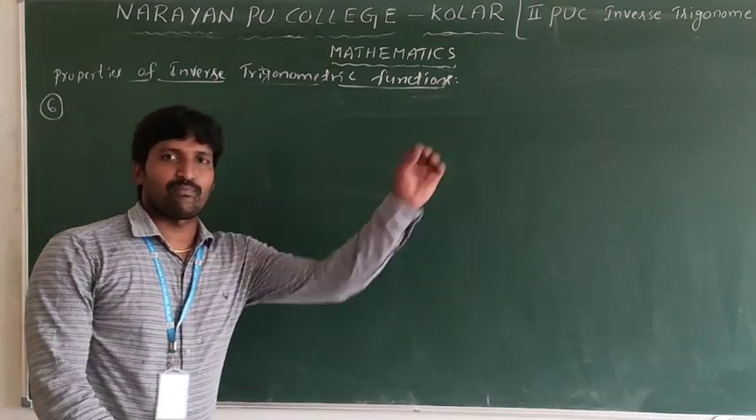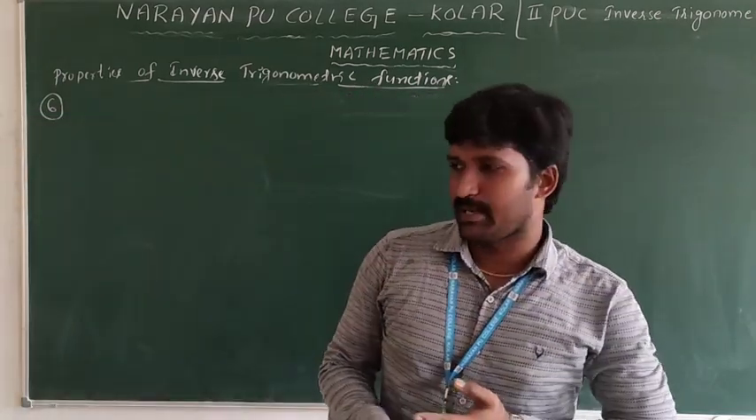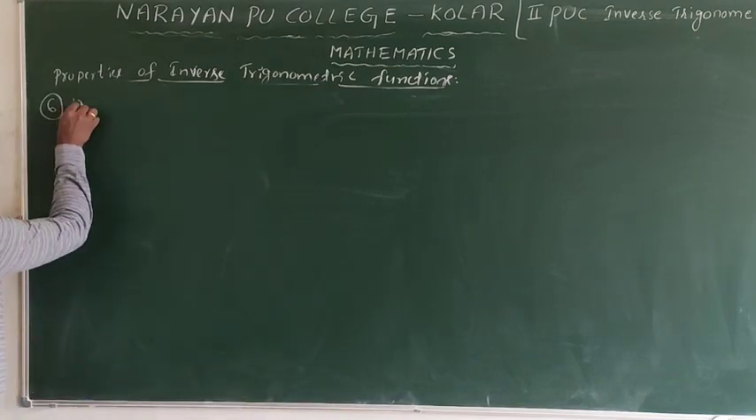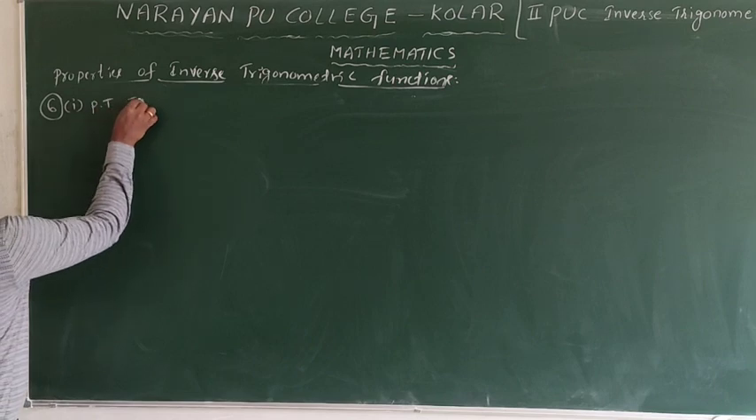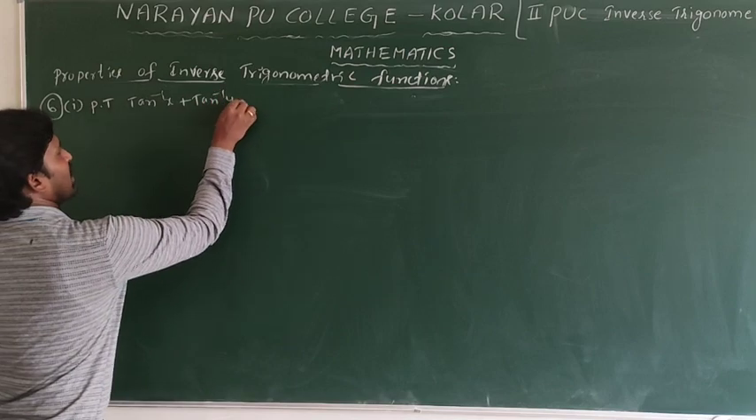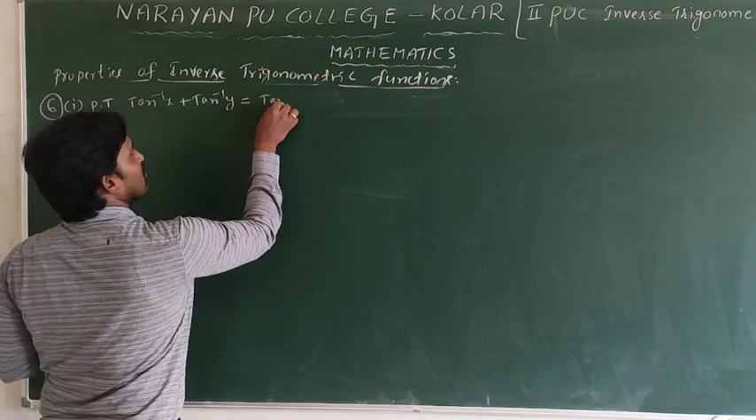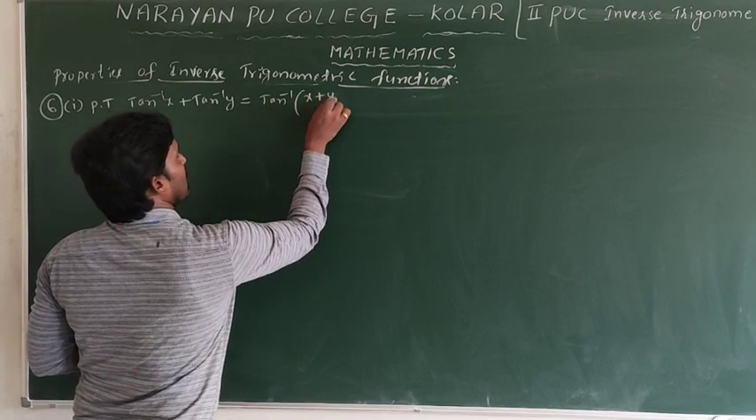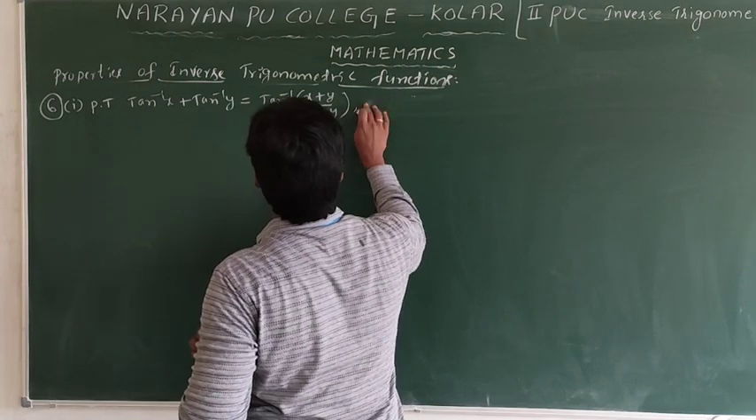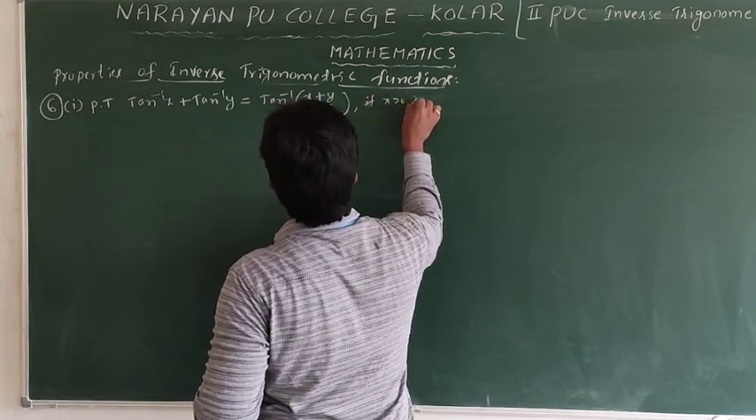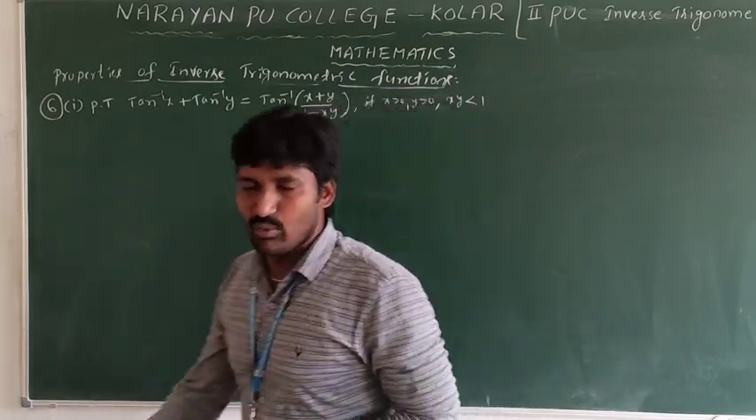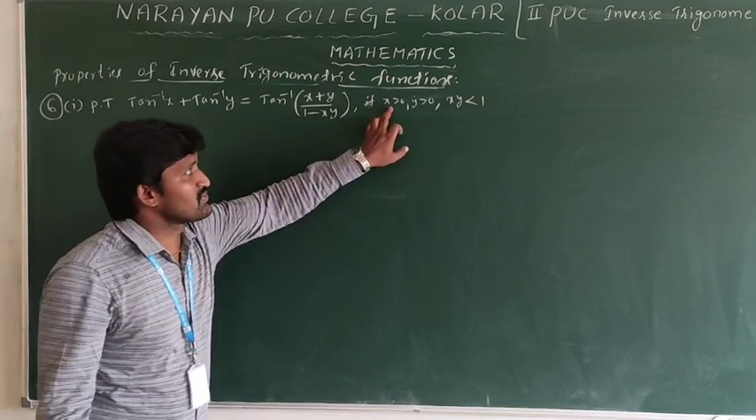Coming to the sixth property. In this there are 3 sets of properties. Each one is important for 3 marks. The first one: prove that tan inverse x plus tan inverse y equal to tan inverse of (x plus y) by (1 minus xy), if x greater than 0, y greater than 0, and xy is less than 1. These are the restrictions for x and y values.